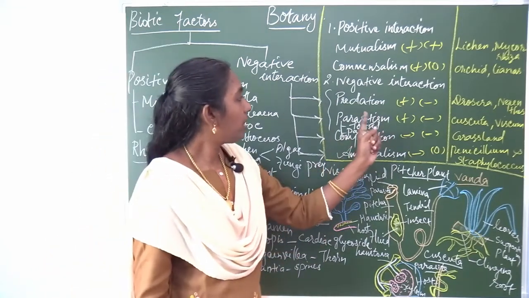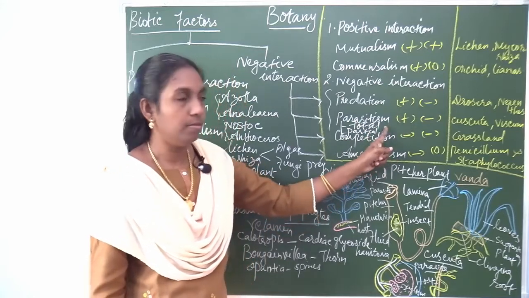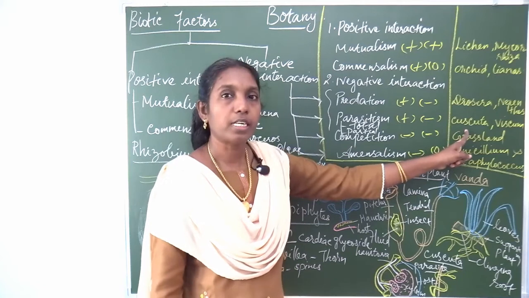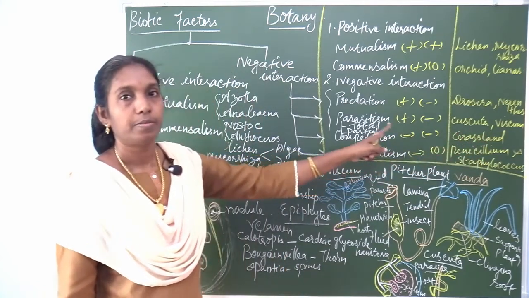So this is the example of parasitism. Learn all the examples, Cuscuta and Viscum.